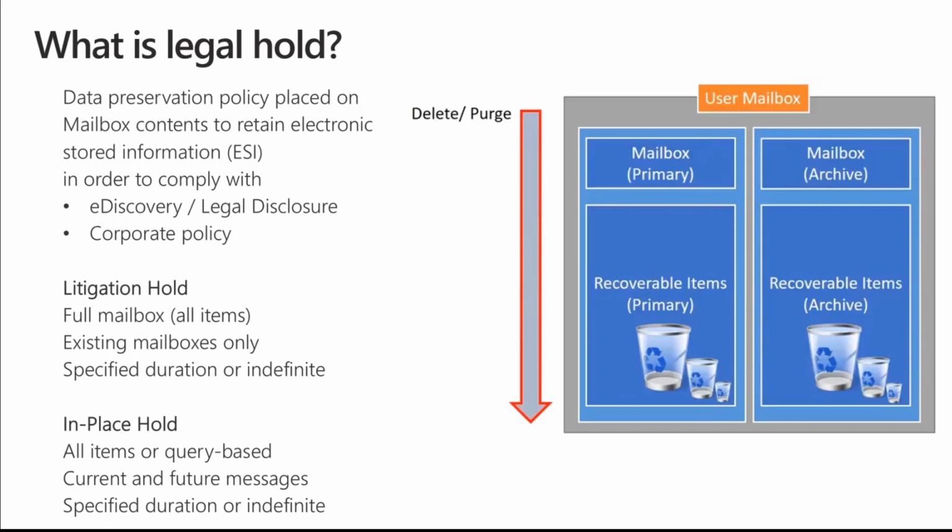And the reason why it's called in-place hold is we don't copy data anywhere else. So that user's mailbox, if there's items inside there we need to retain, then we're keeping that in place, but in an area that user can't see or touch or make changes to.